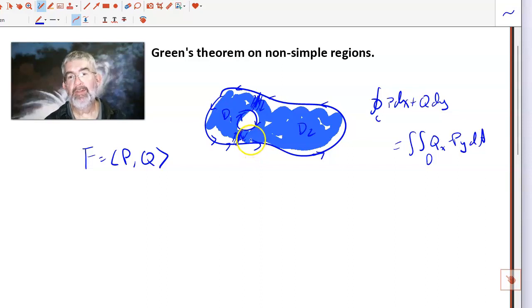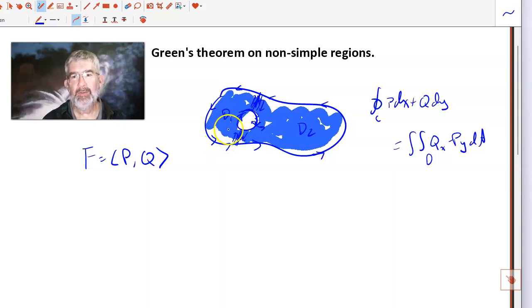So the net result is that the line integral around the sum of both of those boundaries is the same as the line integral around the outside of D and the inside of D. Notice that the inside is actually oriented in what looks like the clockwise direction. But still, if you're walking in that direction, your right hand is pointed to the exterior and your left hand is pointed to the interior. So this is still the positive orientation on the inside.